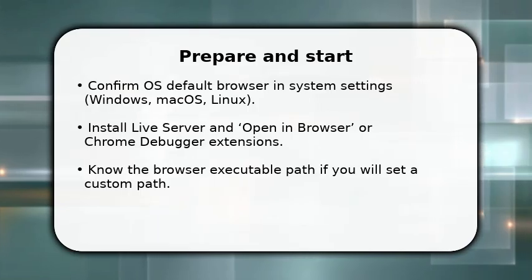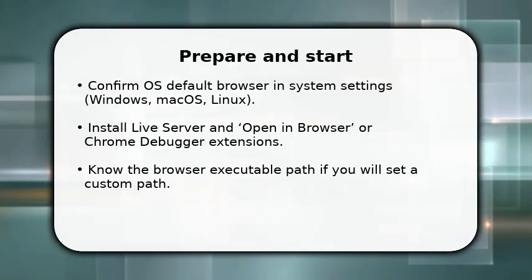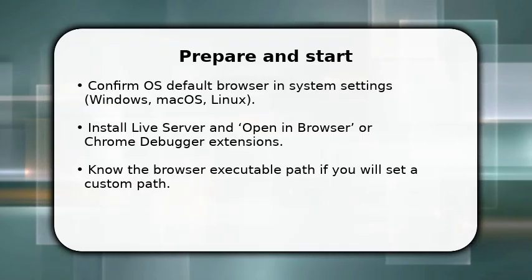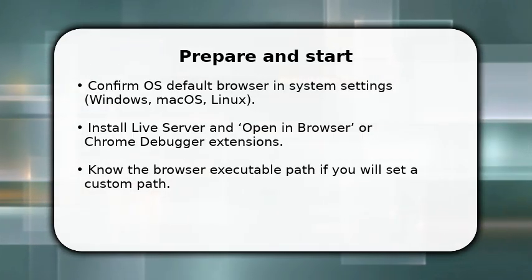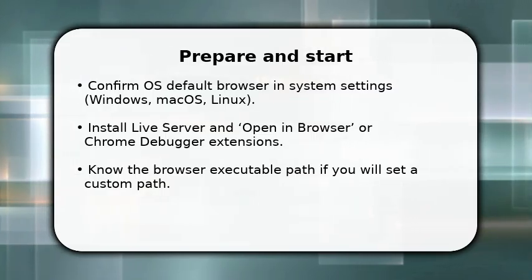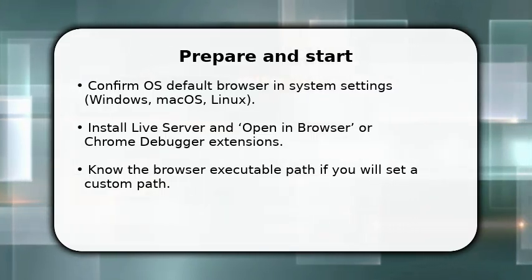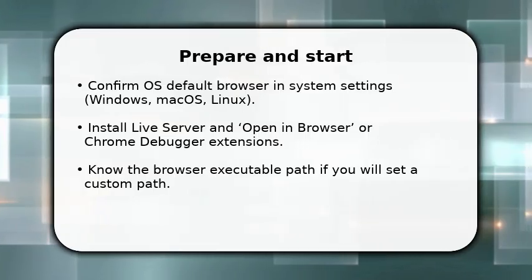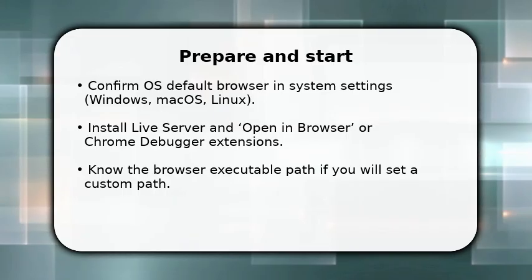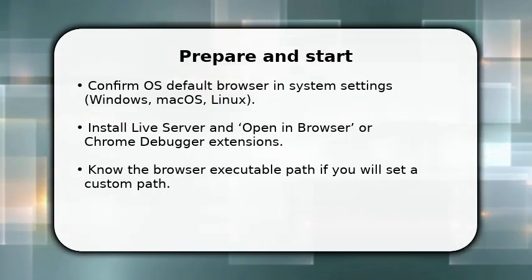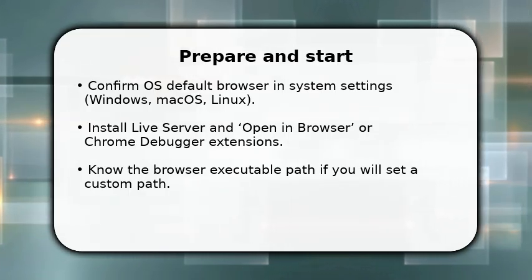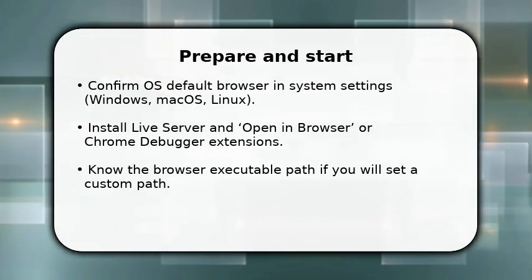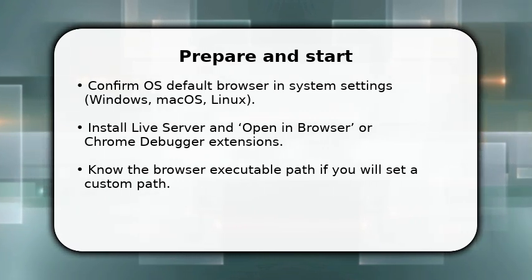Enjoy the video. You start by checking system defaults and installing the right VS Code extensions. First, make sure your operating system default browser is set. This controls many VS Code calls. Once done, install Live Server and any Open in Browser or Chrome Debugger extension so you can specifically target a browser. Also locate the browser executable path now. You may need it for custom settings. These steps avoid guesswork and let you change behavior inside VS Code quickly.